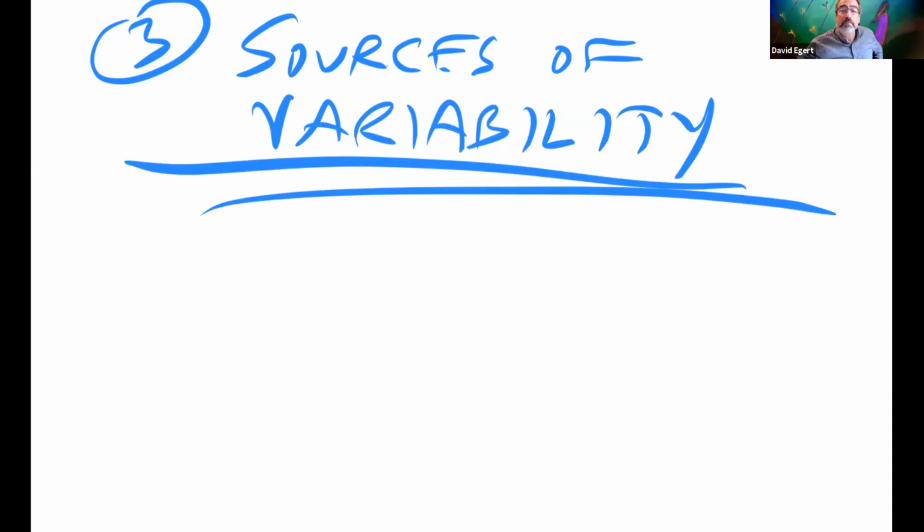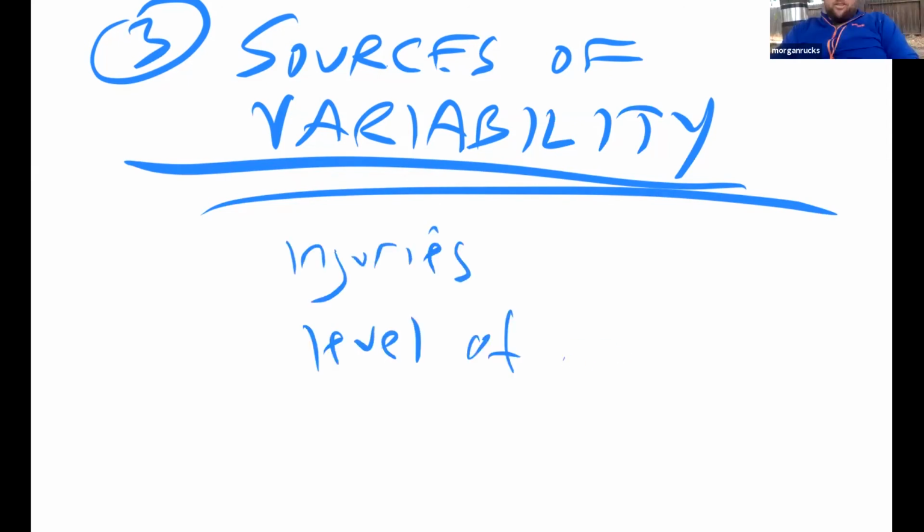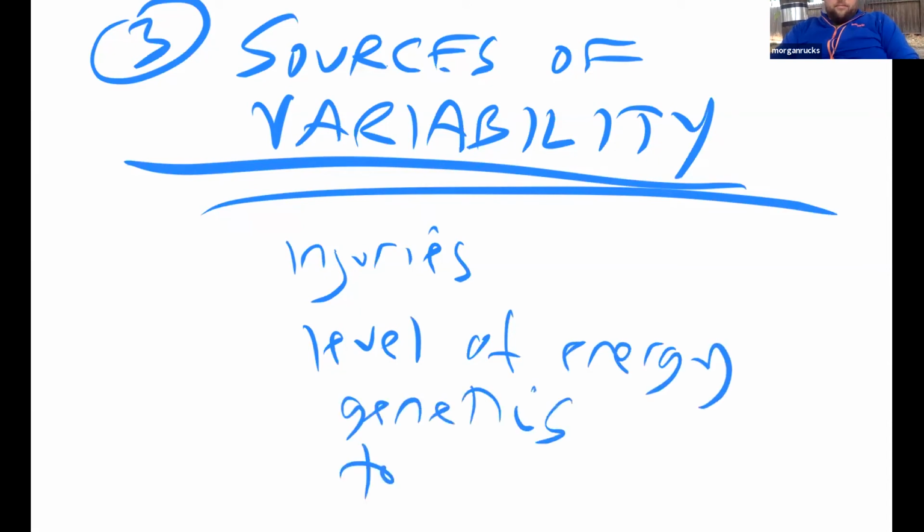Again, for this jumping lab, what would be sources of variability? Is there any of the variables that are not our independent or dependent variable that might affect things? Injury. Level of energy. Genetics, training. These are all actually really important. Some of them we are going to be able to control for.